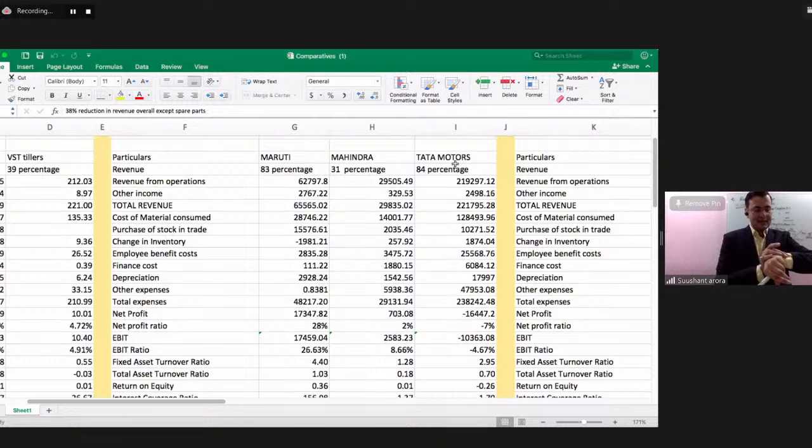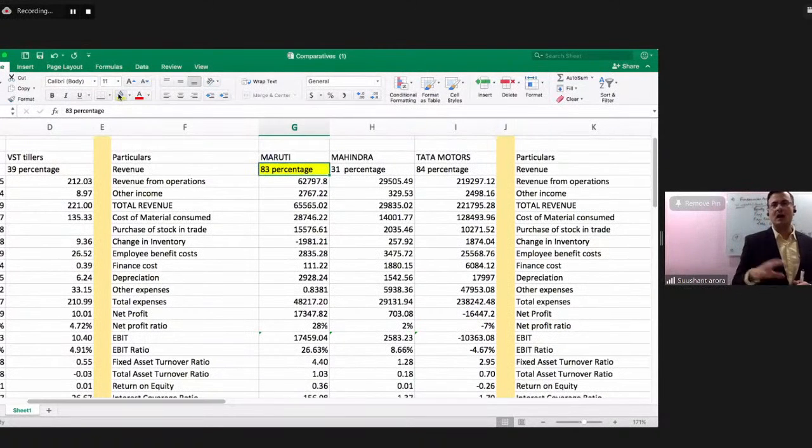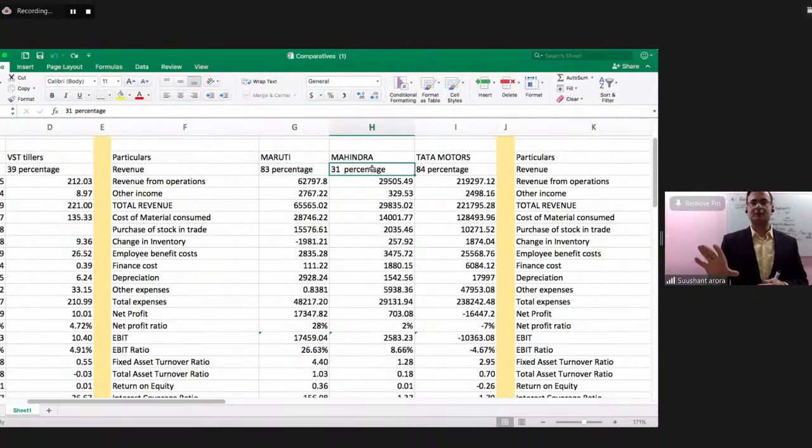Now you can say that, sir, Maruti's 100% is not coming from only 4-wheelers. They have other segments as well. So to make it a comparison basis, from the total revenue of 100%, 83% revenue comes from selling four-wheelers like Wagon-R, all those cars that they have. Mahindra is not only in 4-wheelers, they're also in the tractors business, but 31% of business comes from 4-wheelers, so we have taken 31% of their figures. For Tata Motors, 84% of business is coming from their 4-wheeler segment. So we have compared that.